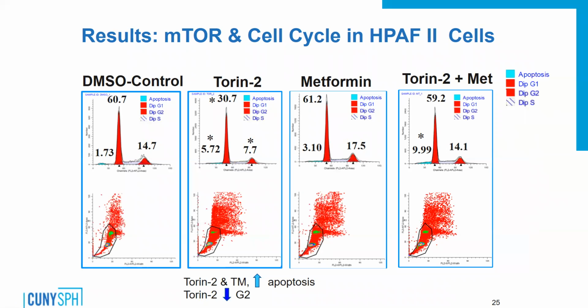We looked at the cell cycle, and as mTOR has an effect in cell growth and proliferation in the cell cycle, taurine-2, which inhibits both mTORC1 and mTORC2, led to increased apoptosis, and also led to inhibition or decrease in the G1 and G2 phase.